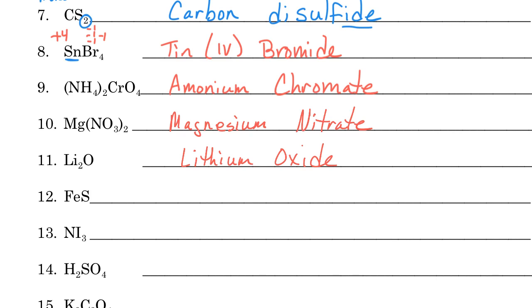Here we have iron, which is a transition metal. So if it's a transition metal, I have to find out what the charge on sulfur is. It comes from column 16, so it's got a -2 charge. I have one iron atom, so that must be a +2 charge. So this is going to be iron(II) sulfide.